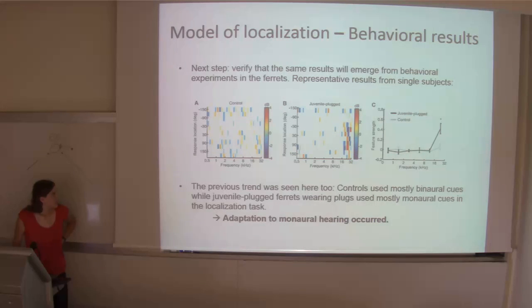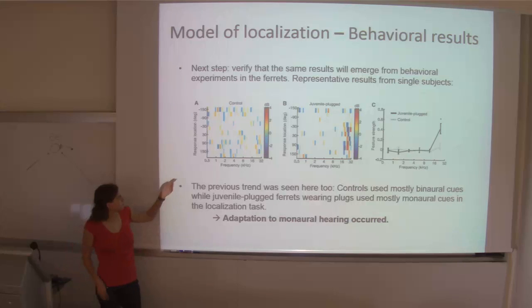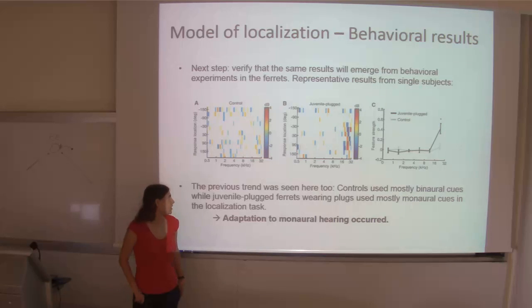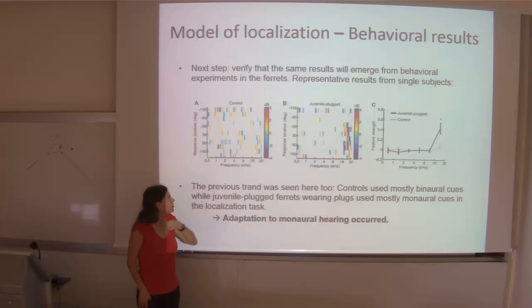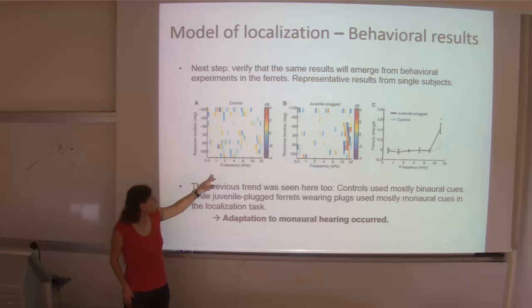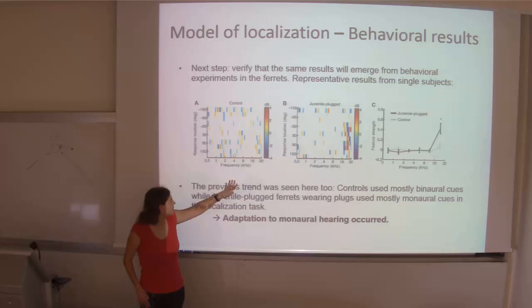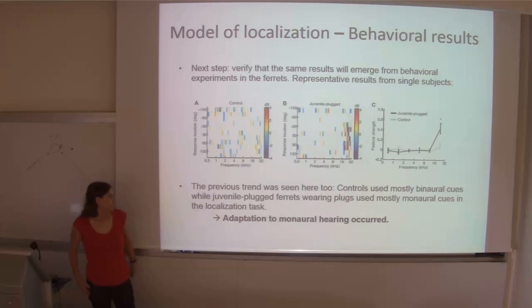So this is what we did, and we see that the results here are pretty similar. For controls that were without the earplugs, we see that we have small gains spread all around, and for the juveniles first with the plugs, we see that we have high gains in the higher frequencies, which means that they use the monaural cue. And also for the control, we can see that they use the monaural cues to some extent, a little bit, but a lot less.